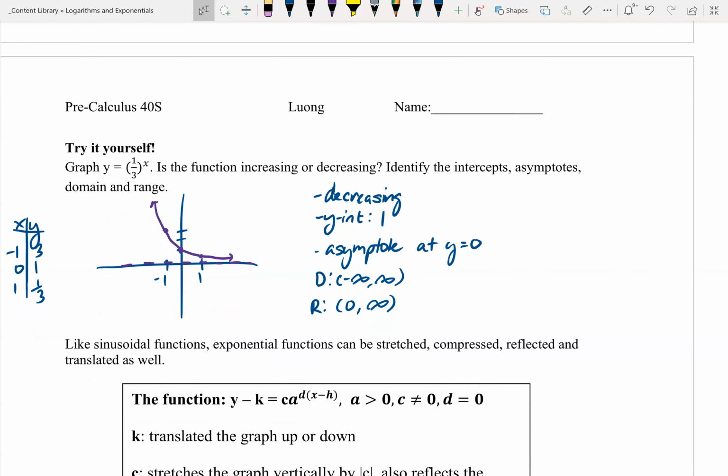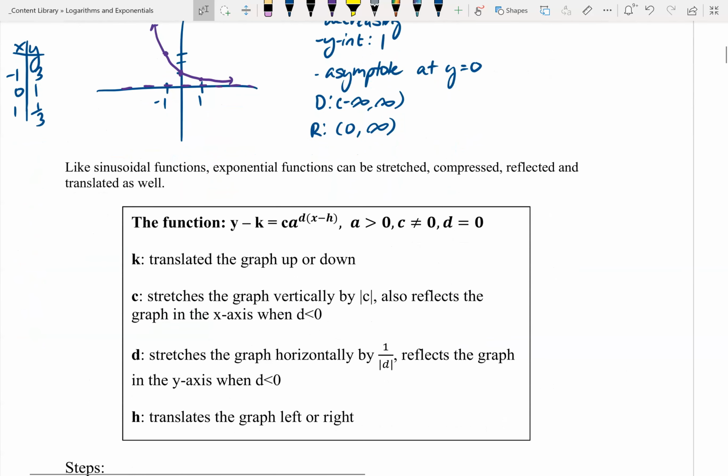Now we're going to look at transformations of exponential functions. And it takes on this form. You could also use this form as well. So C is a vertical stretch. D is a horizontal stretch or compression. This H will determine your translation from left to right. And I'm going to move the K over to the other side, and this will give you your translation up and down.